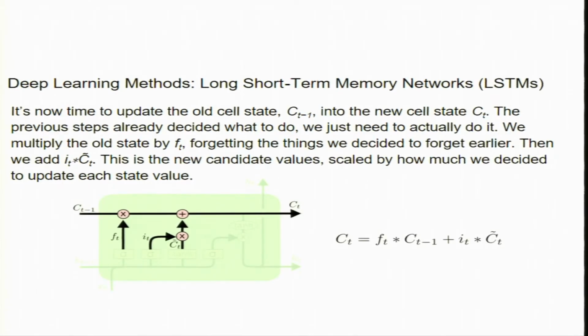It is now time to update the old cell state, C t minus 1, into the new cell state, C t. The previous steps already decided what to do. So, we multiply the old state by f t, forgetting the things we decided to forget earlier, then we add i t times C hat t. This is the new candidate values scaled by how much we decided to update each state value.